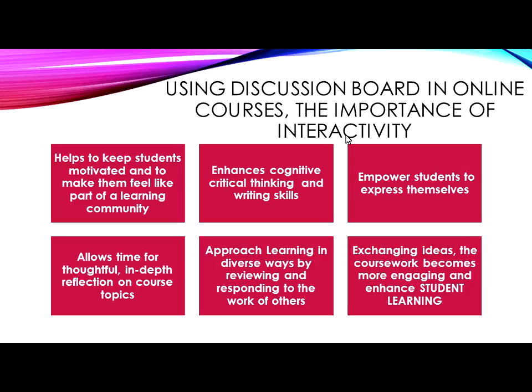And here's some more. This came from research and some studies: why we use discussion boards and the importance of interactivity. It helps to keep students motivated and to make them feel like part of a learning community. It enhances cognitive critical thinking and writing skills. It empowers students to express themselves, which is hard in face-to-face classes. Sometimes students are very shy and don't like participating because everybody is watching them. In this case, if it's online, they will feel more secure.